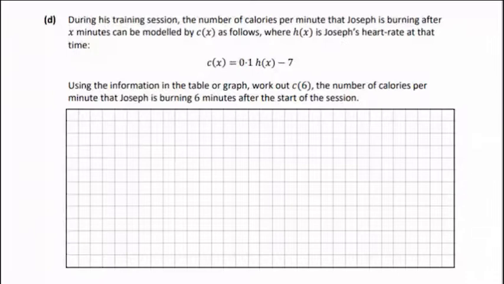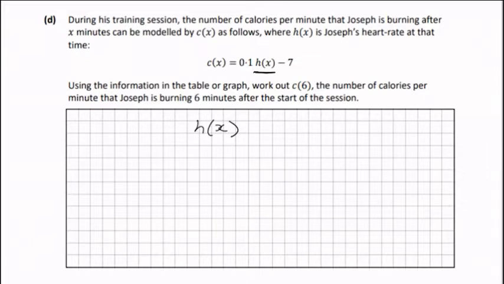Alright, so on to part D. We have a new formula which measures the calories burned. Okay, so the calories burned is 0.1 h of x, which is the original function, minus 7. We want to find out how many calories will be burnt 6 minutes after the start of the session.